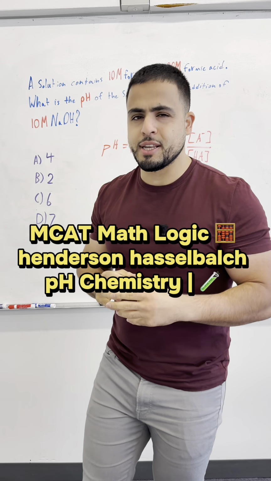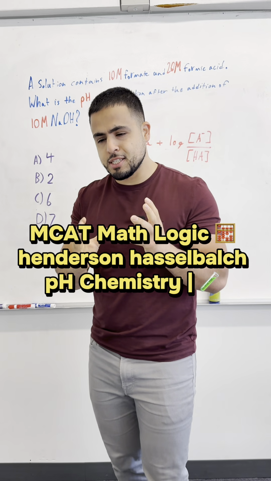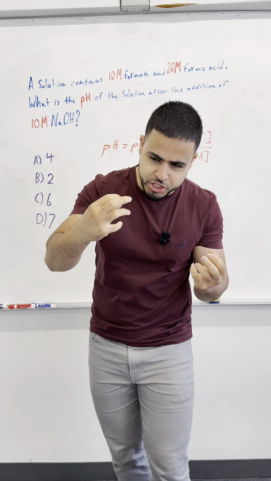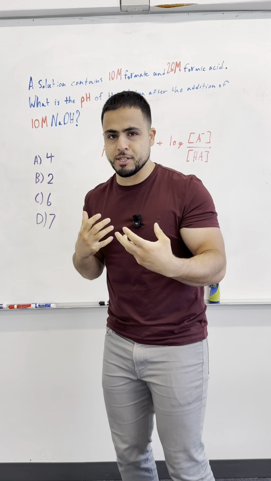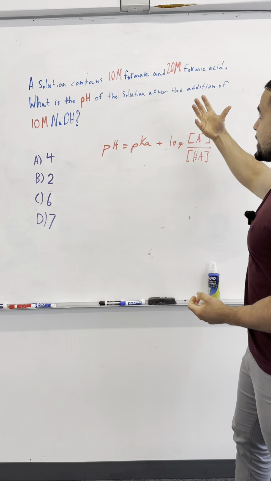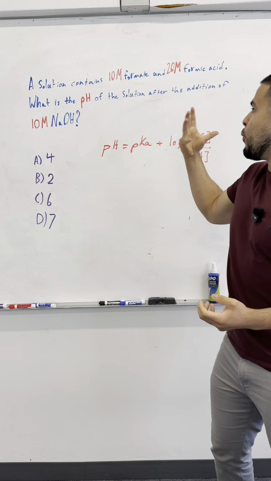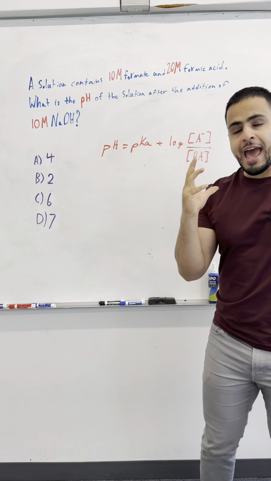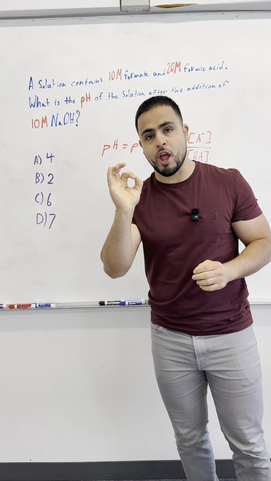Because we don't get a calculator on the MCAT, math ends up being more about applying logic than it is about doing arithmetic. Let me show you what I mean. A solution contains 10 molar formate and 20 molar formic acid. What is the pH of the solution after the addition of 10 molar NaOH?